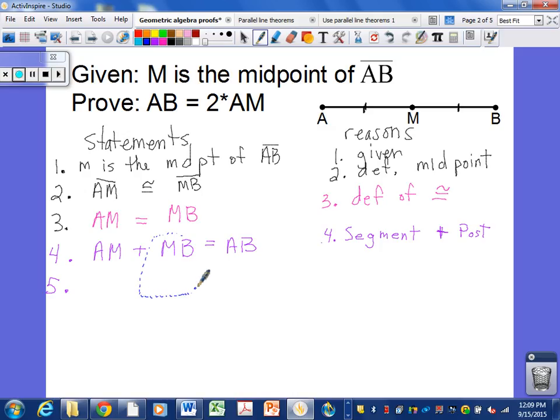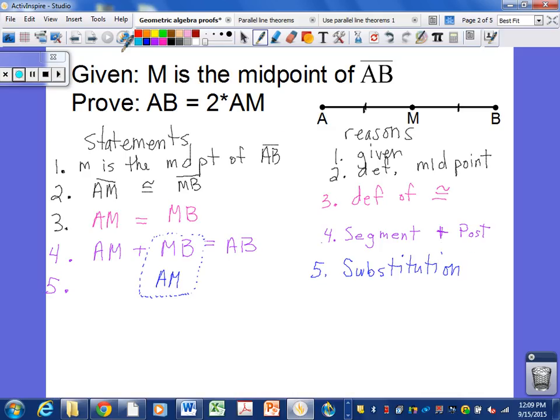Okay, am I allowed to replace this MB with AM? Yes. Sure am, because up above they are equal. And when you replace with equality, you are using substitution.